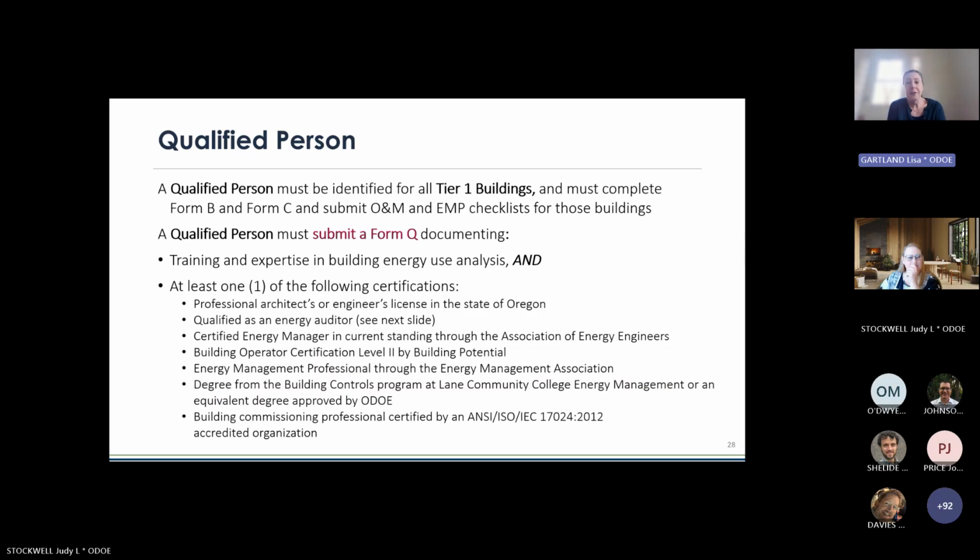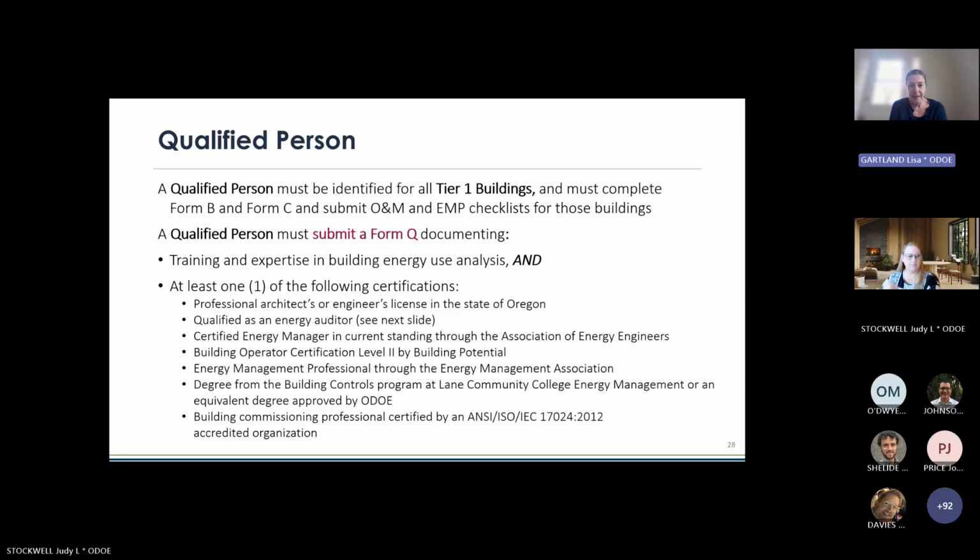The qualified person has to be identified for all Tier 1 buildings, and they need to complete a Form B and a Form C for those buildings, and they're responsible for submitting the O&M and EMP checklists for those buildings. Qualified person also has to tell us who they are by submitting a Form Q. They should do it before they start doing any work on any of these buildings.